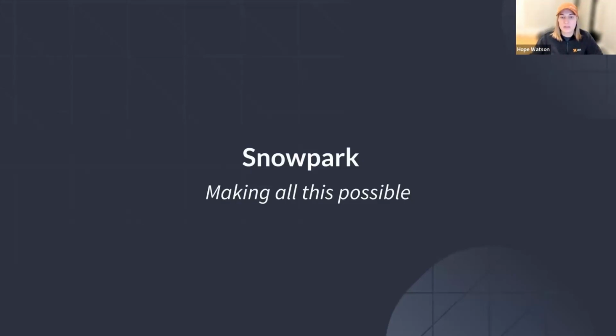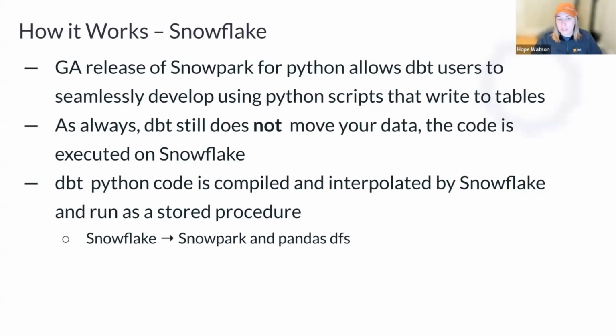So how is dbt able to run Python, right? Why are we able to do that now? We're able to do this because of Snowpark. Snowpark for Python, which went GA 2 months ago, allows this all to be possible and pretty seamless. So we have this GA release, and now we can simply write Python scripts that Snowflake is able to execute. As always, dbt doesn't move your data.